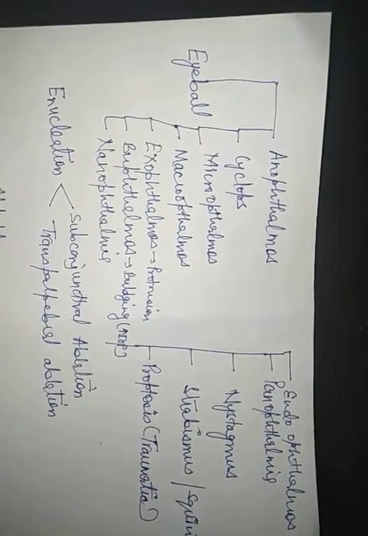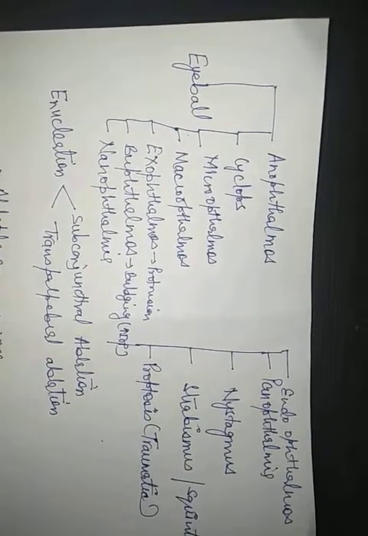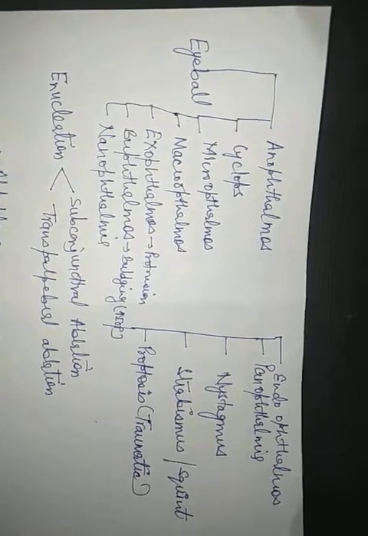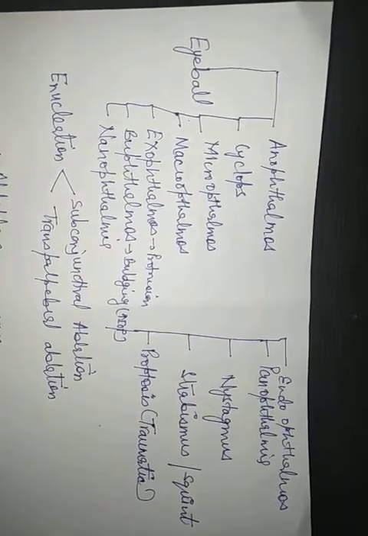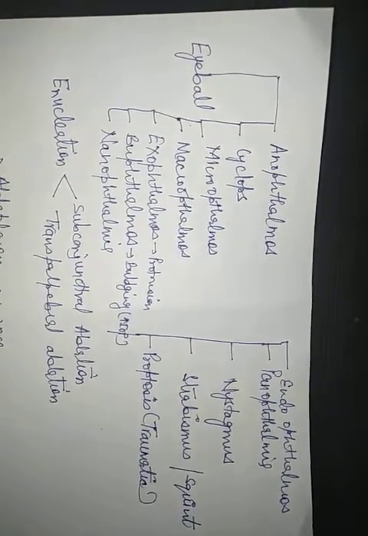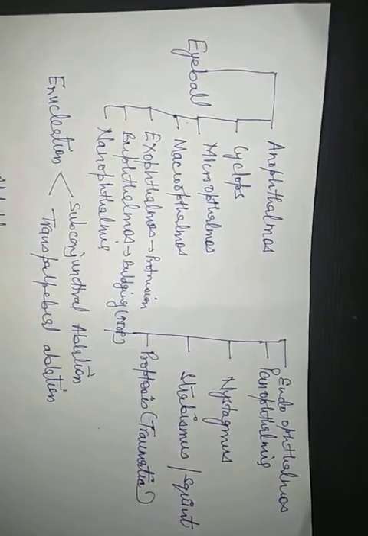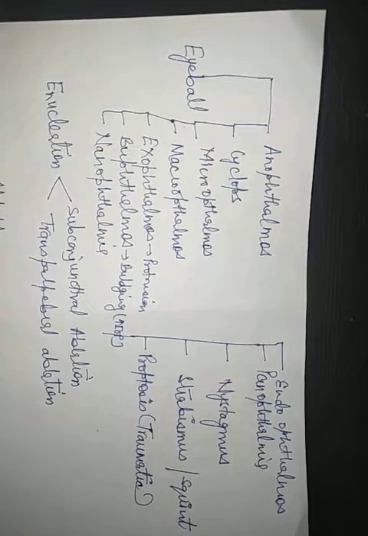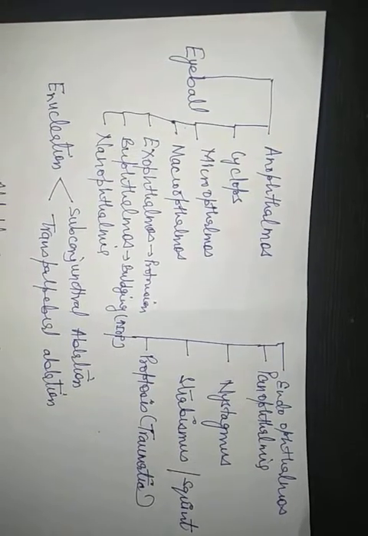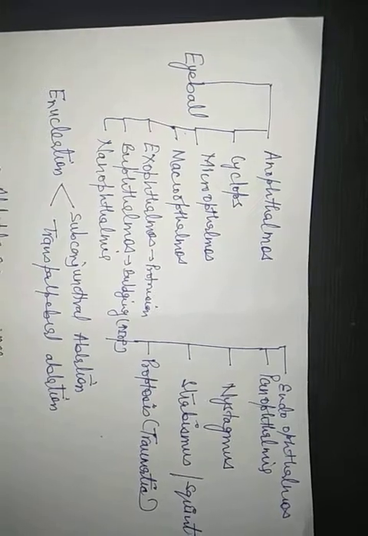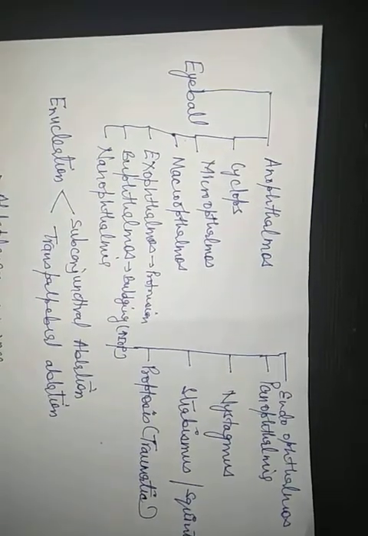So these are the conditions which are associated with the eyeball. We can treat them according to their origin. The most common surgical intervention in case of eyeball rupture or any irreparable injury is enucleation, which we do by two methods, that is, subconjunctival or transpalpebral ablation. We will learn it in the other videos.